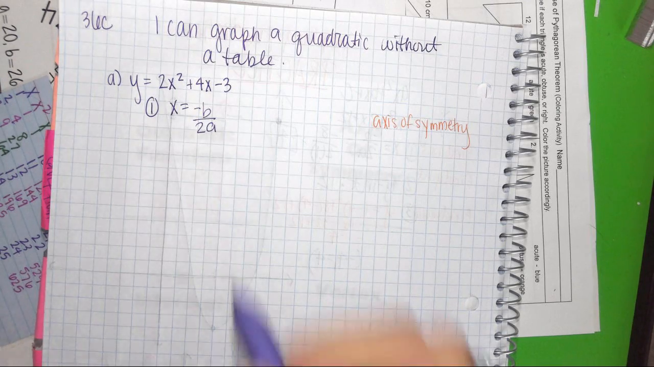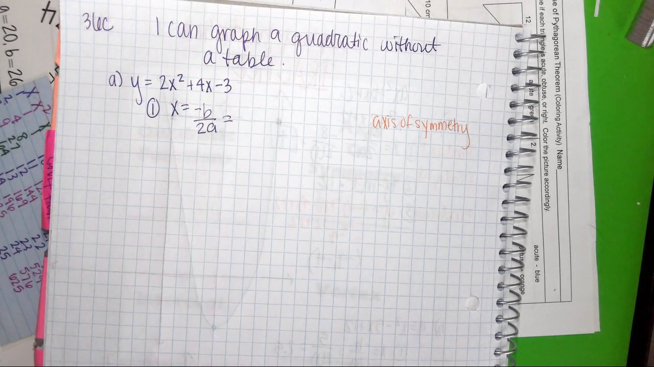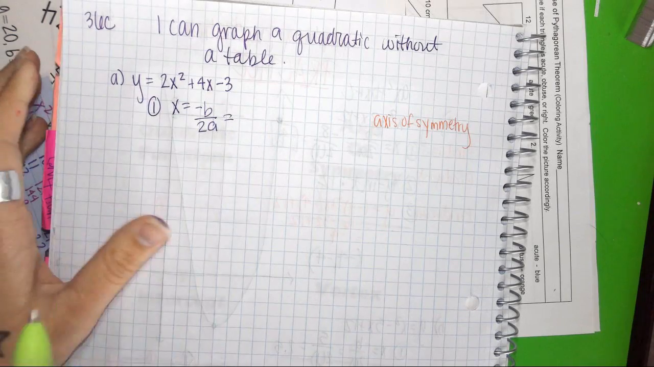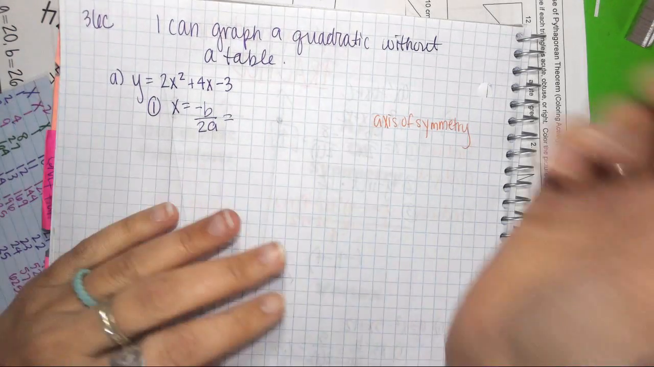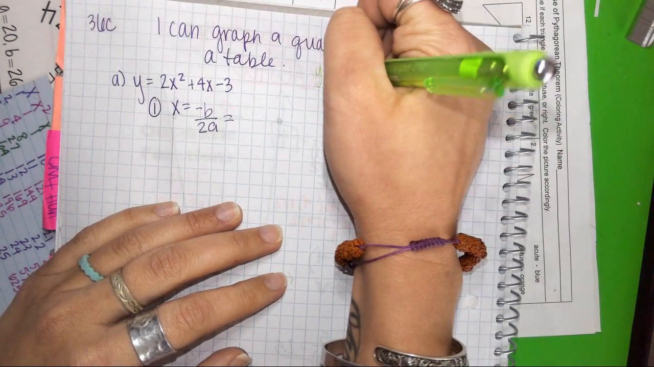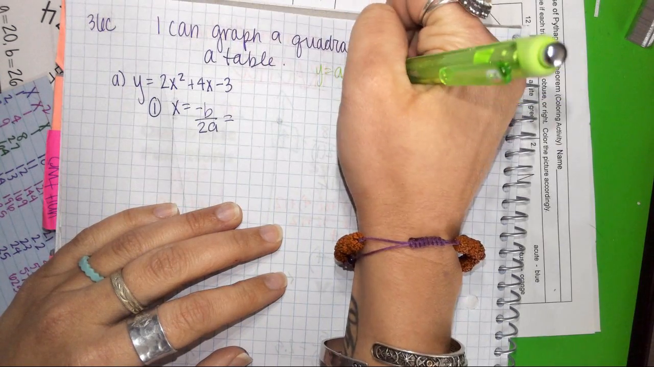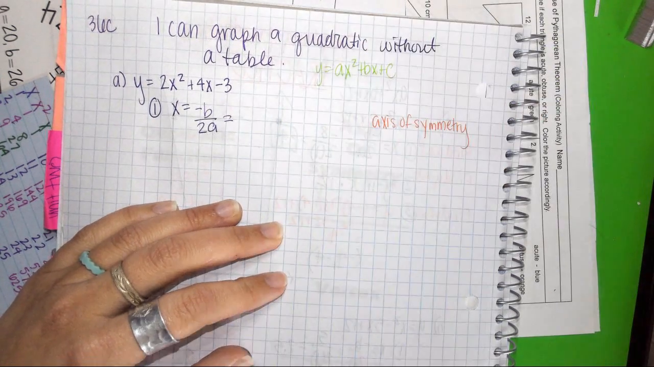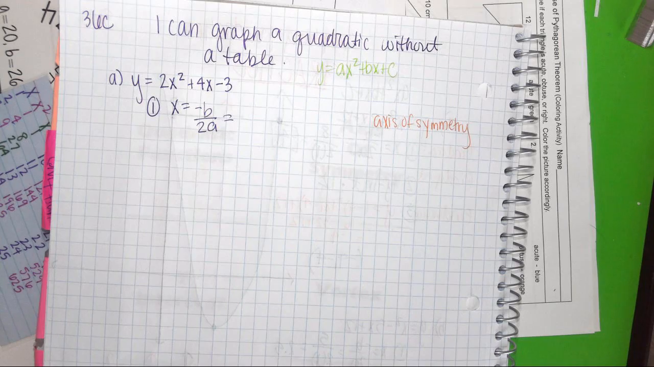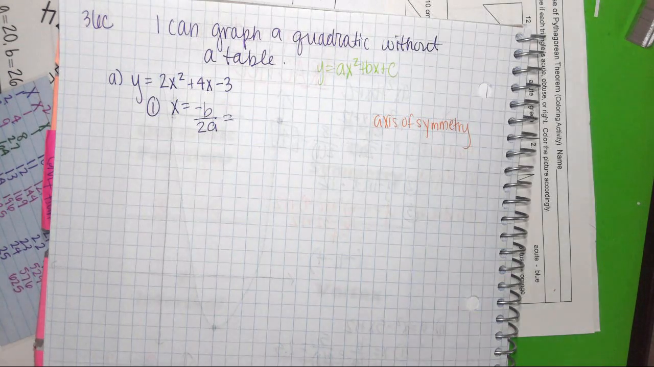Alright, so the opposite of B. Remember, we use this when we are graphing when it's in standard form. And standard form is ax squared plus bx plus c. Can you see that green, or do I need to switch colors? Alright, awesome.